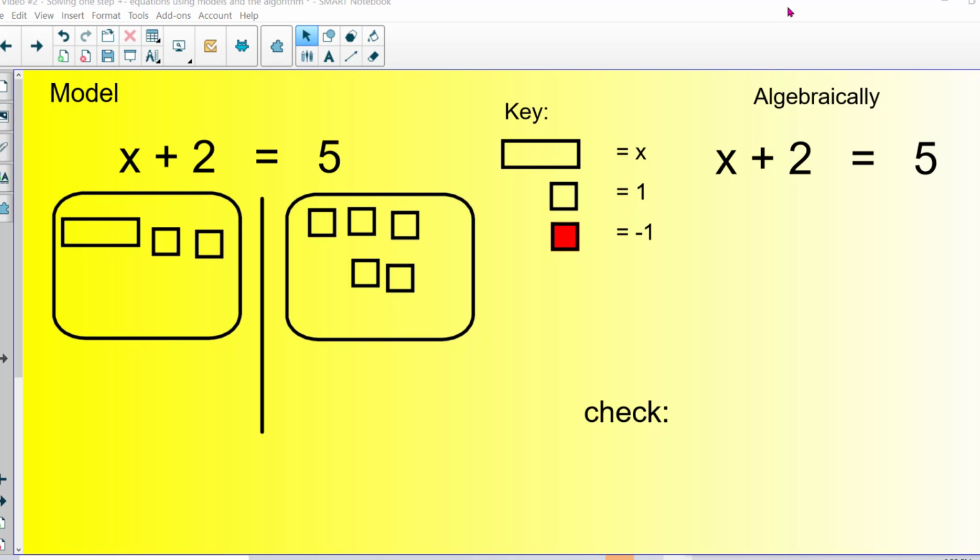So let's take a look at this example here. We have x plus 2 is equal to 5. And I've modeled it for you. If we look at our key, the longer rectangle is going to represent our x, our unknown. The unshaded square represents a positive one, and the red shaded square represents a negative one. Now, this is where you want to pause, and you will want to write this and draw this in your notes as well. So if you want to pause it right now and then draw these different models on your paper, that'd be a great idea.